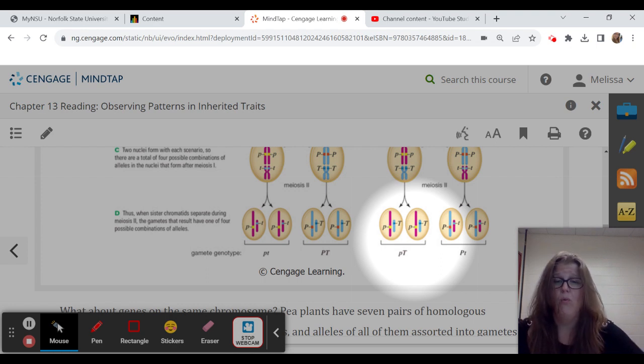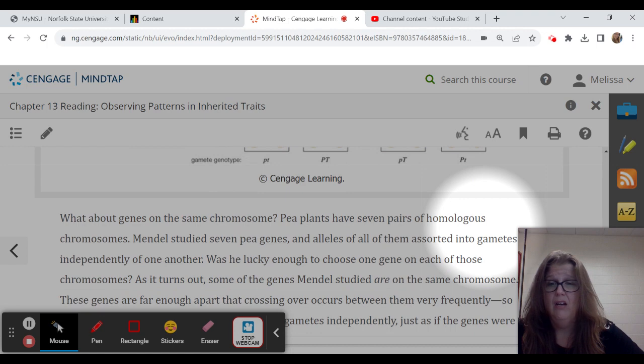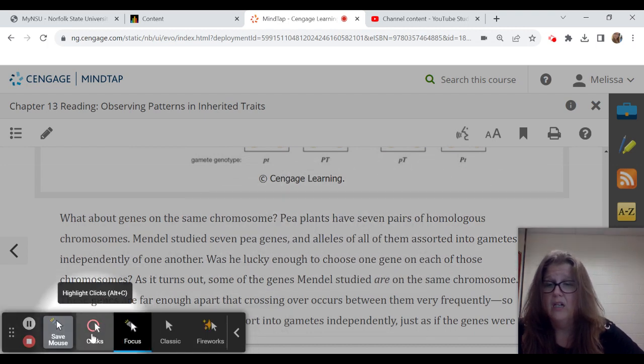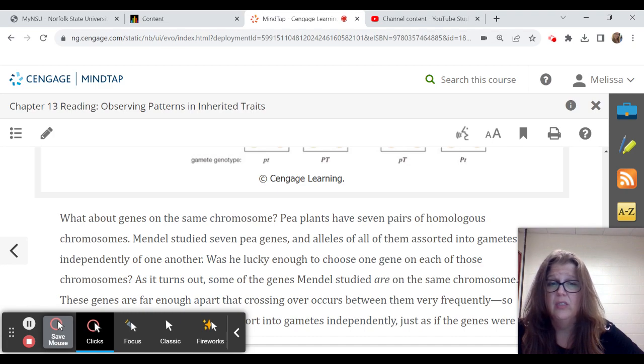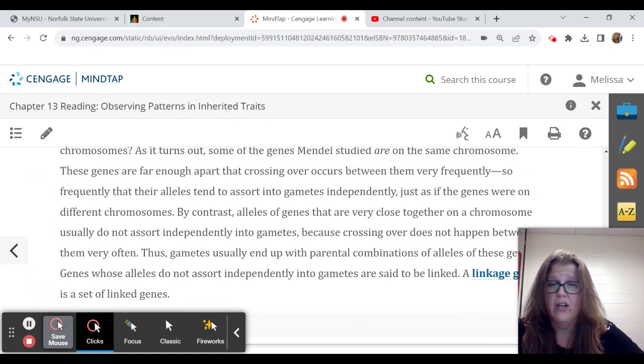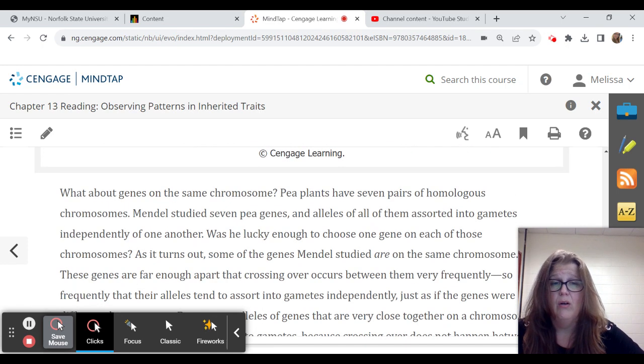And it's not always going to happen this way. It's not always going to happen this way. There's going to be some changes in that. So when we talk about meiosis increasing genetic diversity, like I had said before, these get put in there randomly. It just depends on how they're sorted.